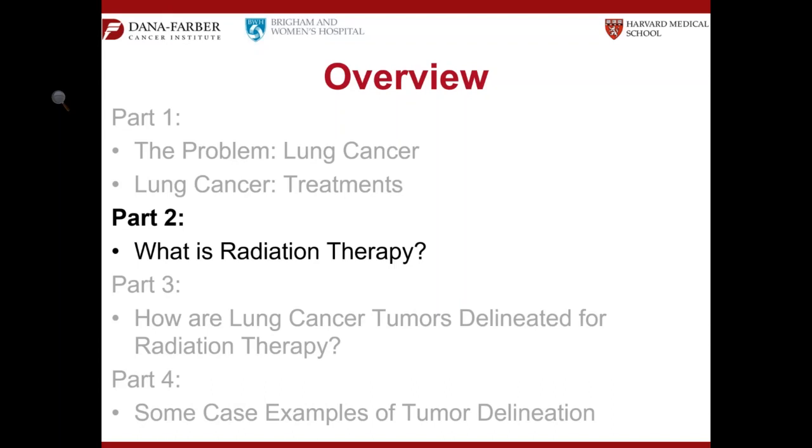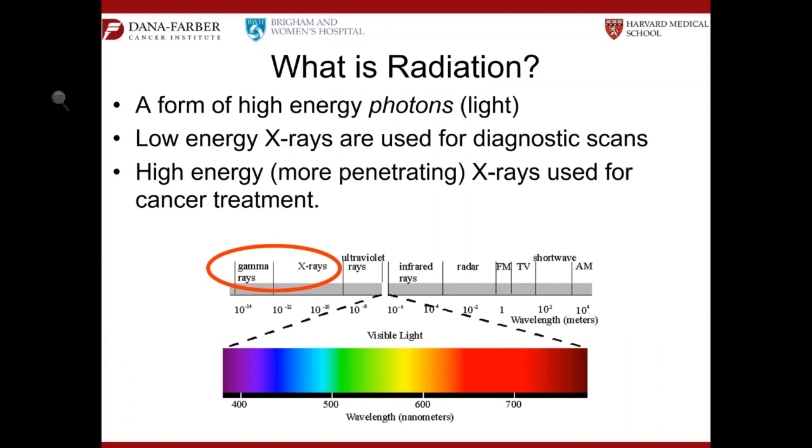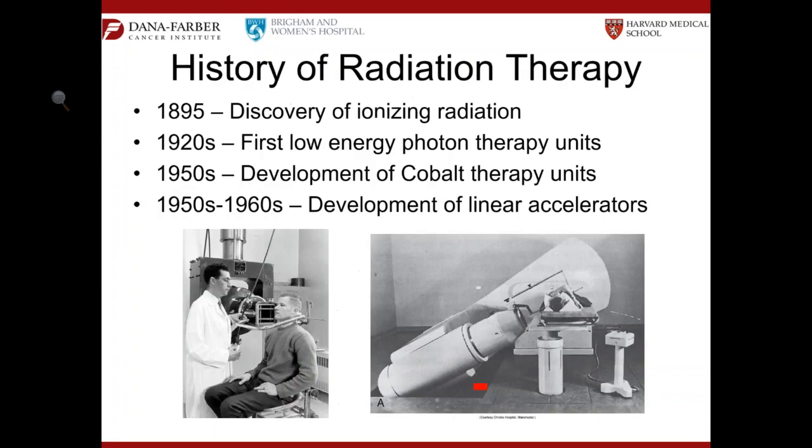So next, as a brief background, I'm going to talk a bit about what actually is radiation therapy. So first, to answer that question, we have to ask, what is radiation? So radiation is a form of high-energy photons. It's on the light spectrum. Typically, we use low-energy X-rays for diagnostic scans. So if you get like a CAT scan, that's using low-energy X-rays. In medicine, we use much higher energy, more penetrating X-rays for cancer treatment, and that's the kind of radiation we're going to talk about more.